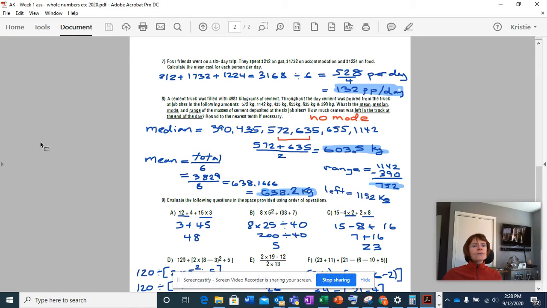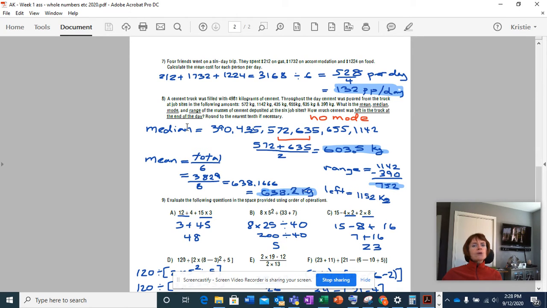Number 8. You've got 6 measurements. When you add them up and divide by 6, for the mean, you get 638.166. It asks you around the nearest tenths. So 638.2 kilograms is the mean or average.